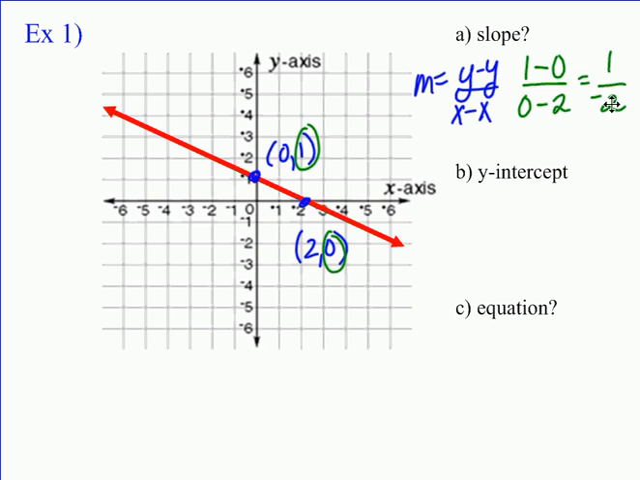Now, if you wanted to do rise over run, because it is a graph, you could do that by drawing a triangle. Let's do that as well. Okay, we know that it has a rise of 1 and a run of 2.